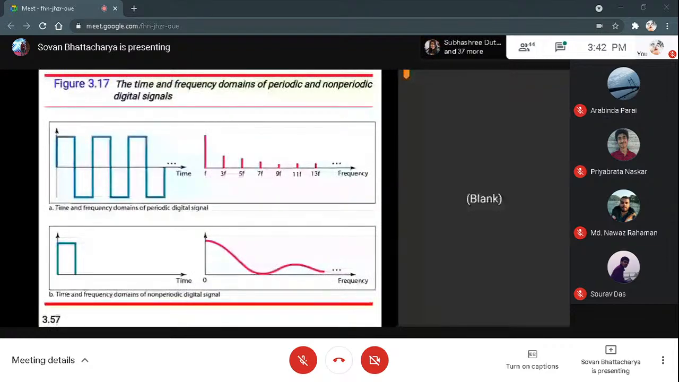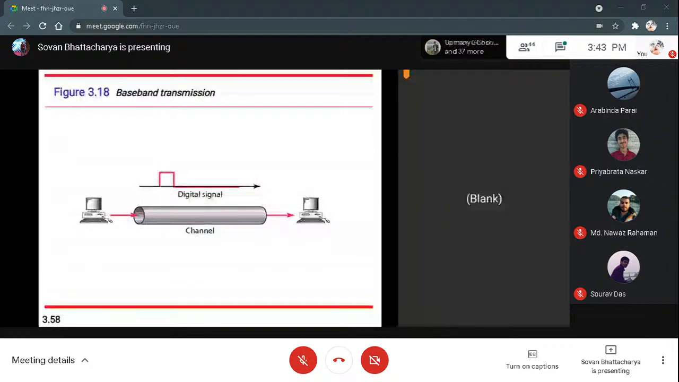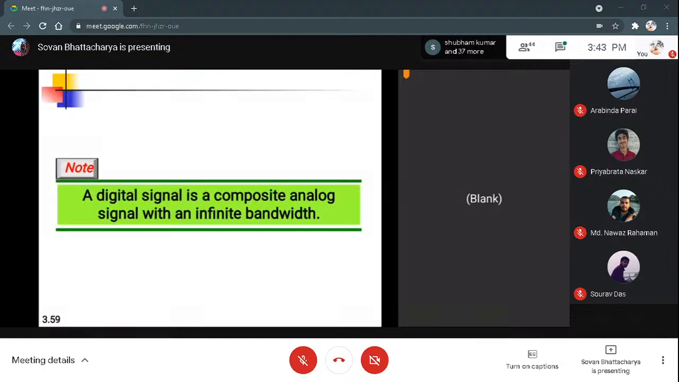Okay, so these are the frequency domain aspects for periodic signals. This part is completed. Now come to the transmission medium. In this picture there is a sender and a receiver. The sender will send the data in digital format or analog format. Via the channel the data will be sent. This channel is called the medium, the transmission medium. There are different types of transmission medium.